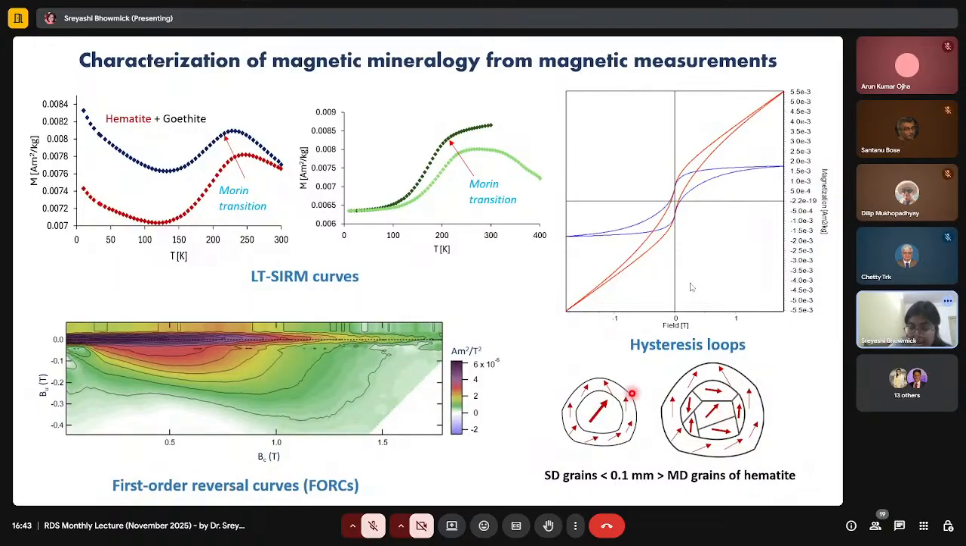So that means a single domain grain will have higher coercivity, higher resistance to any change in the magnetic field, and a multi-domain grain will have lower coercivity. Here we can see a similar thing. Because it's single domain hematite, we can see that the coercivity value is gradually increasing.